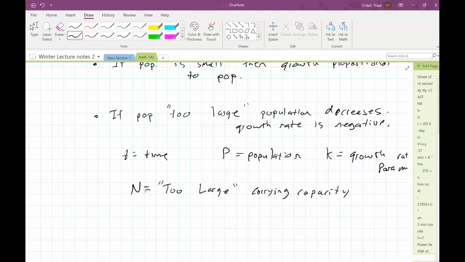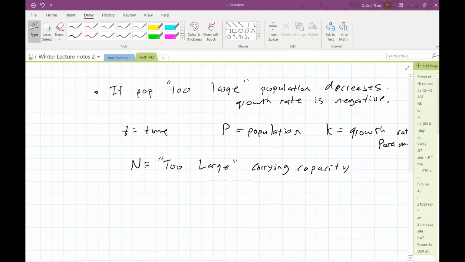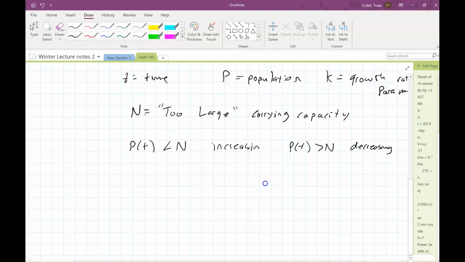Okay, so now we need a new assumption. We need a new equation. So basically what we have to keep in mind is that when P of t is less than the carrying capacity, it's increasing. And when P of t is greater than N, it's decreasing. So we somehow have to write a differential equation that expresses that.